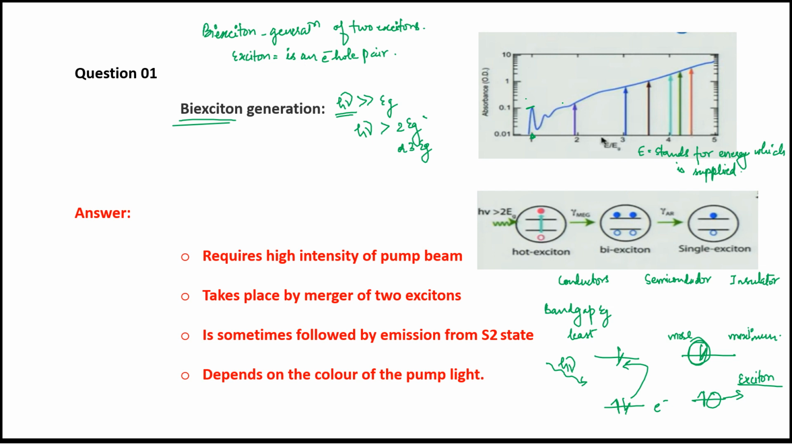Next can be the other case. The other case can be when the energy of this photon is greater than the band gap energy. Now what you will get is this electron which will reach a higher energy state will have some extra energy with it. And that is why this exciton is called the hot exciton. So here I'll just write what is a hot exciton. Hot exciton.